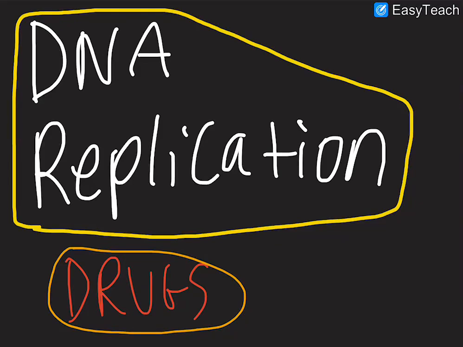In this video we're going to be talking about certain drugs involved in DNA replication. Specifically, there are drugs that you can use that inhibit certain enzymes and proteins of DNA replication. And so, yeah, we should know these drugs. Alright, so let's go and get started.